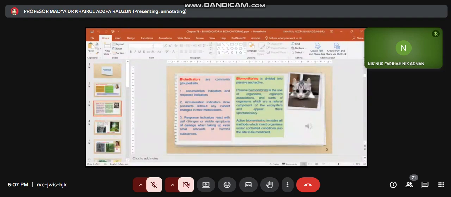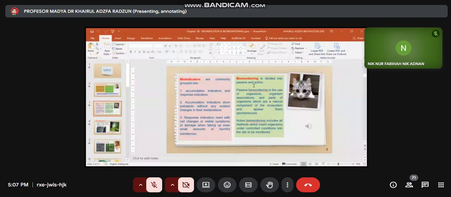Bioindicators are commonly grouped into accumulation indicators and response indicators. Accumulation indicators store pollutants without any evident changes in their metabolism, and response indicators react with cell changes and visible symptoms of damage even when taking in a small amount of harmful substances. So these are the commonly known group types of bioindicators.